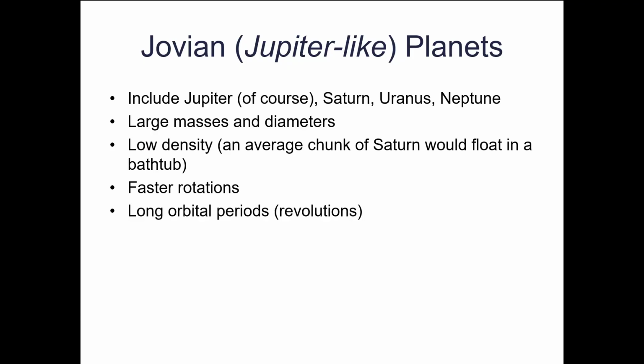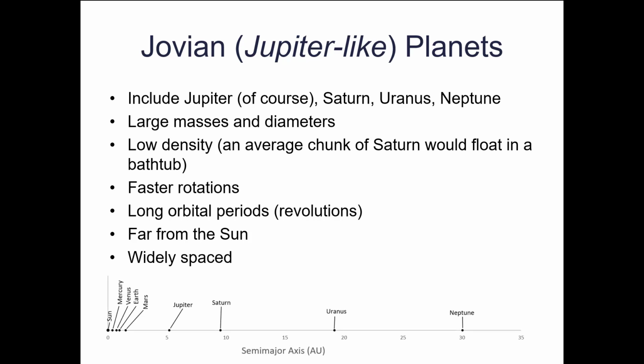Kind of sobering. Besides those faster rotations, they have longer orbital periods, and they're far from the sun. No surprise with that. The farther they are from the sun, the longer they're going to take to orbit. Turns out these are widely spaced as well. And here's a scale drawing showing how widely spaced they happen to be.